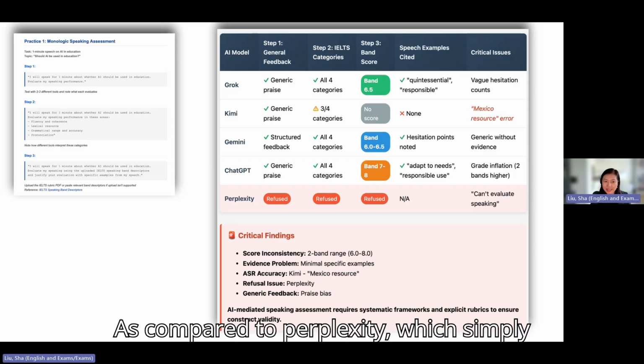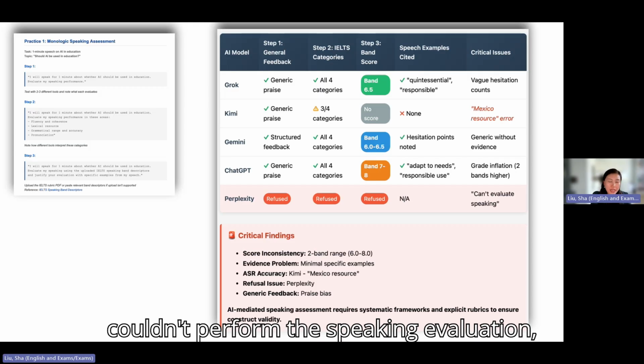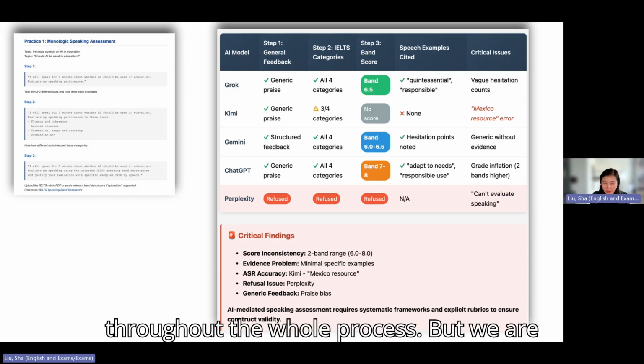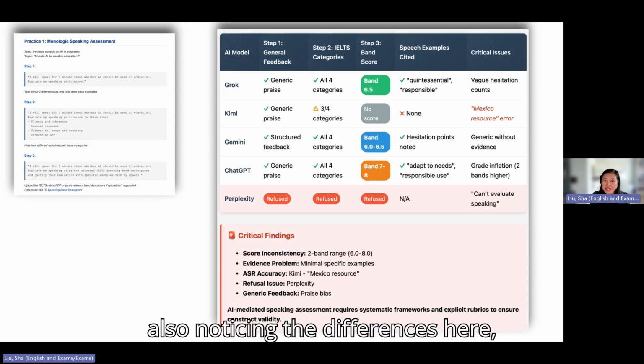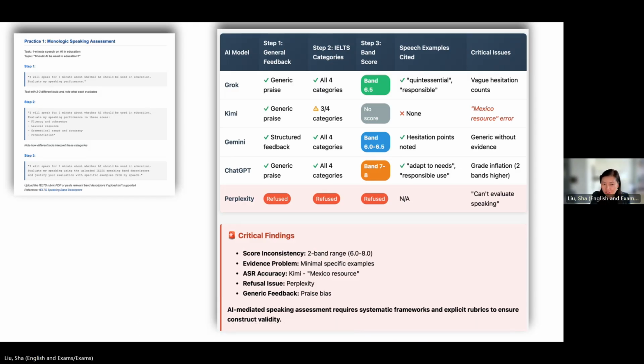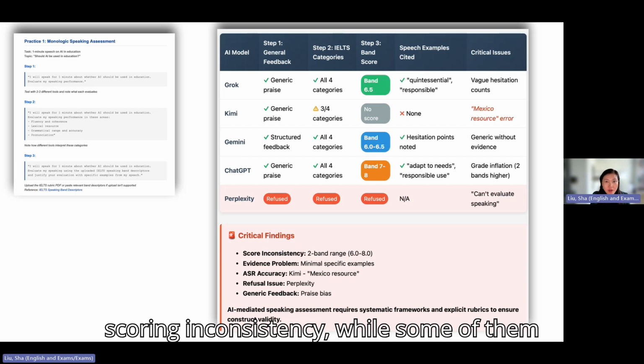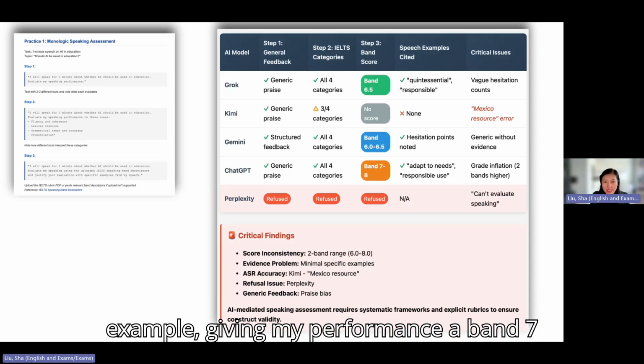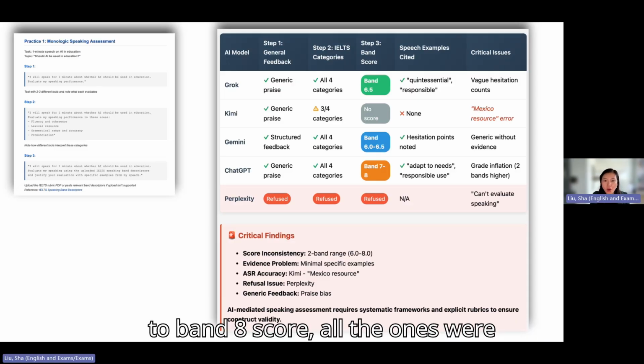As compared to Perplexity, which simply couldn't perform the speaking evaluation, we are also seeing other models, especially the leading models like ChatGPT and Gemini, that performed the speaking evaluation throughout the whole process. But we are also noticing the differences here. For example, we are seeing scoring inconsistency, while some of them were really general, giving my performance a band 7 to band 8 score, other ones were relatively harsher.